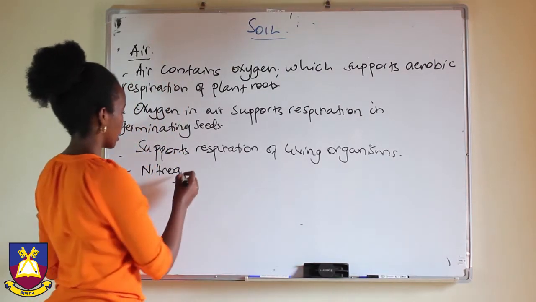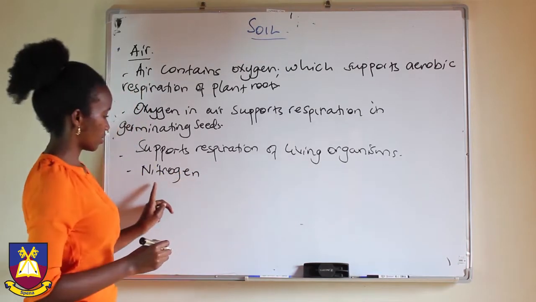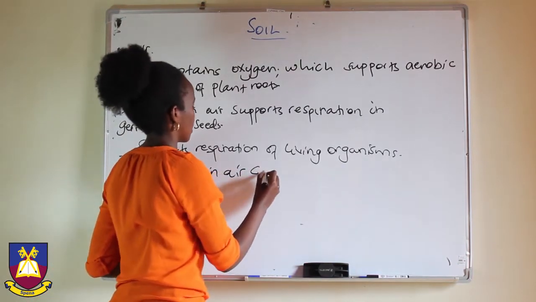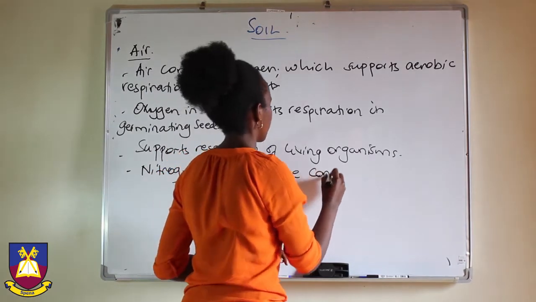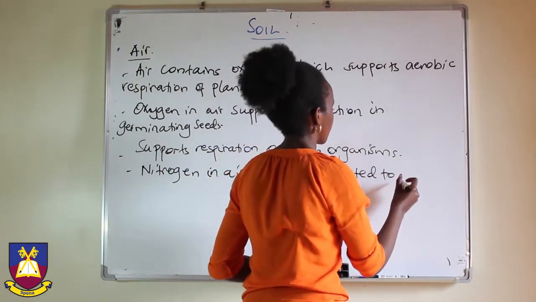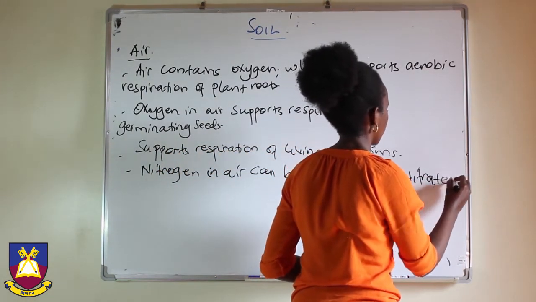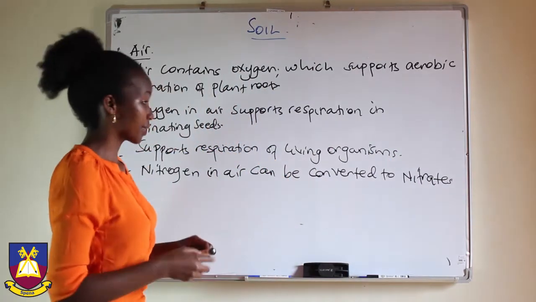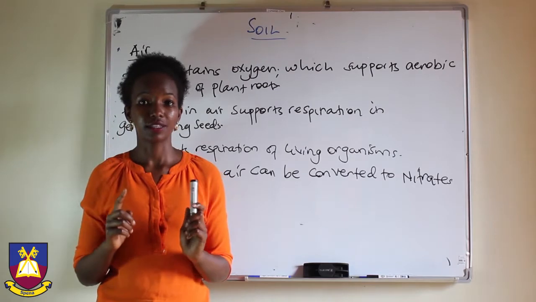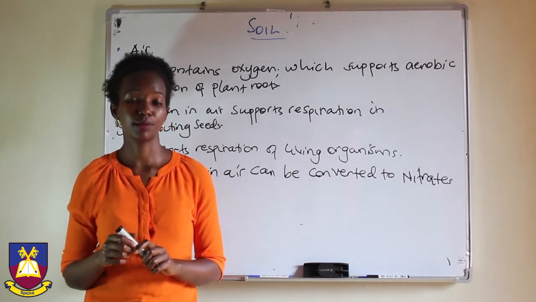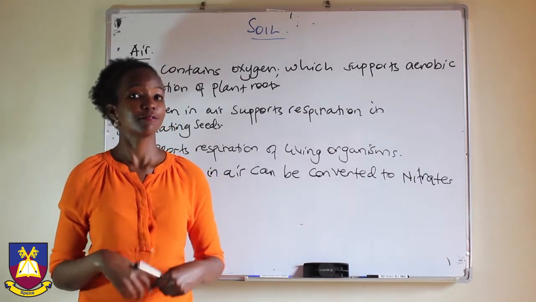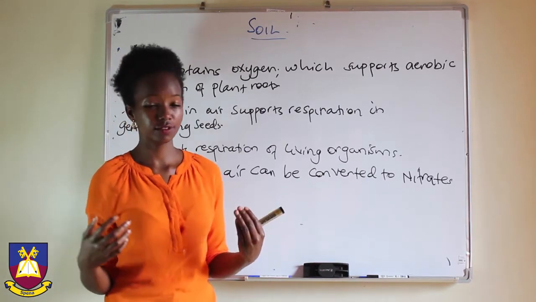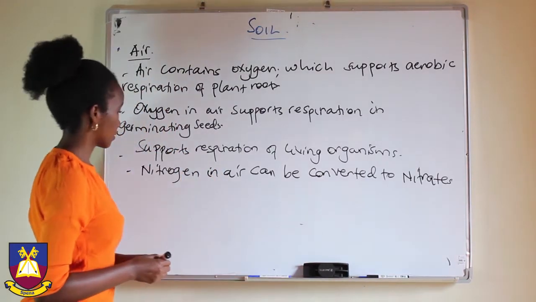The nitrogen in air can be converted to nitrates. The nitrates we have talked about are very important for plants to be able to grow well, form chlorophyll, which they need also to carry out photosynthesis.